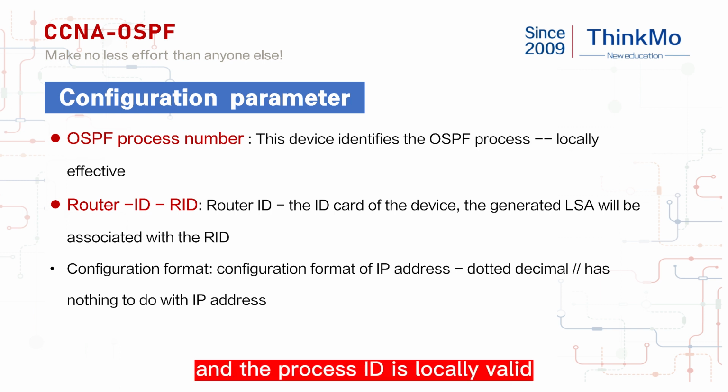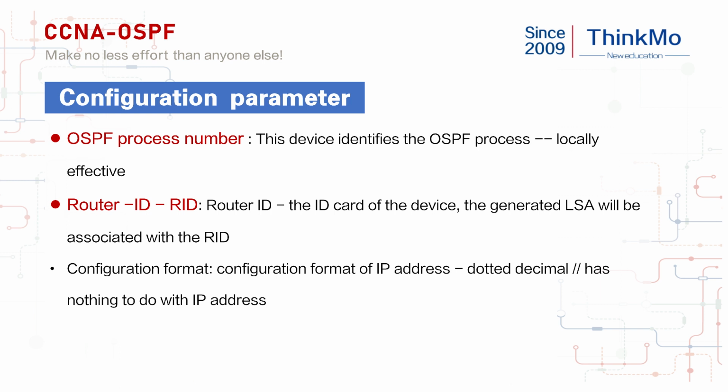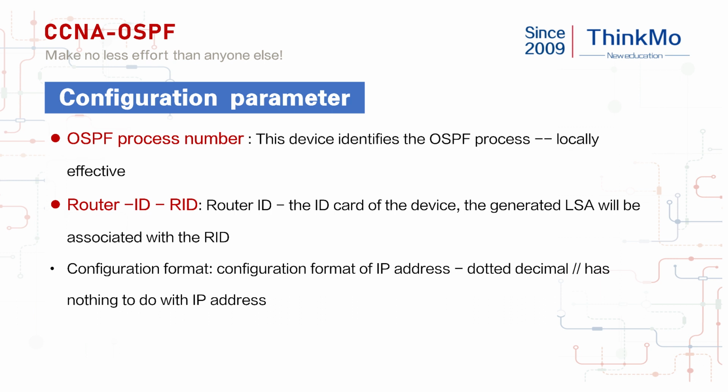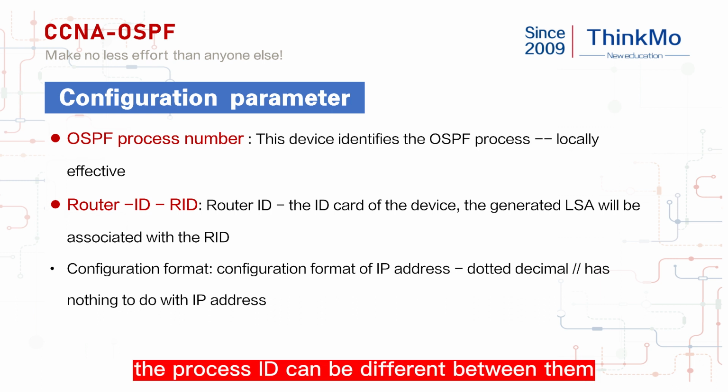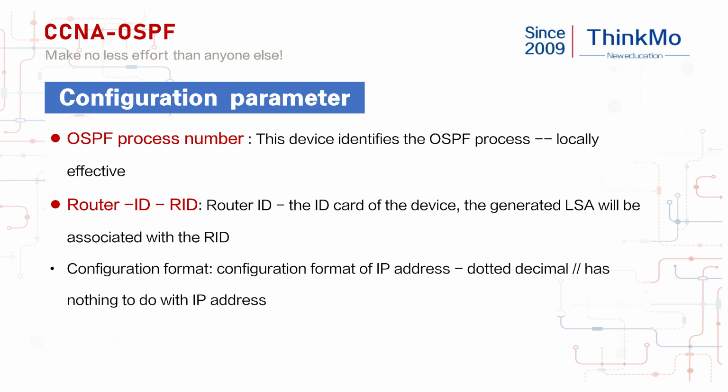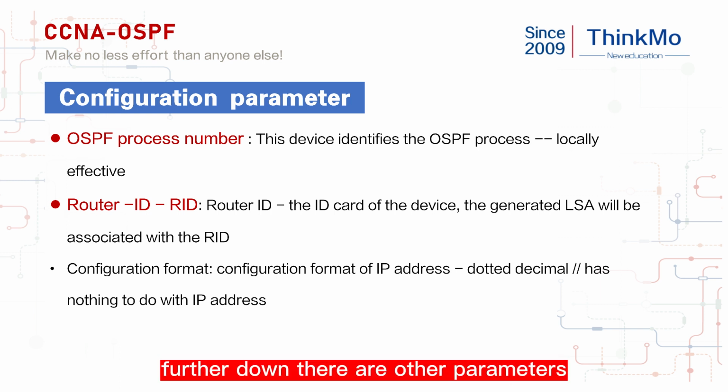And the process ID is locally valid. Locally valid means that if OSPF is running between two devices, the process ID can be different between them, and they are still able to establish a normal relationship. This is called locally effective. This is the first parameter. Further down there are other parameters.